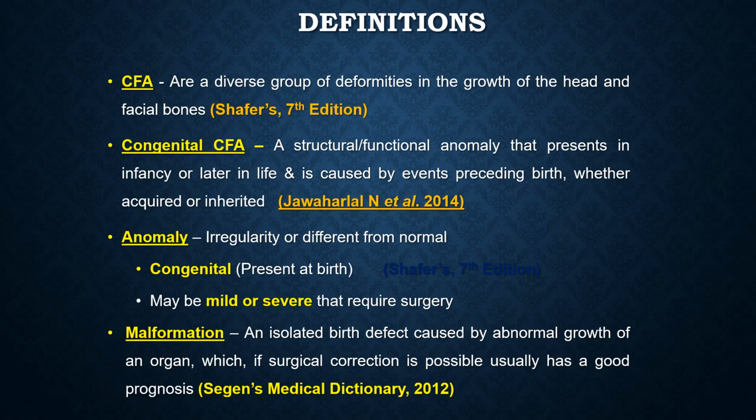So coming to the definition, these are the definitions present in Shaper. Craniofacial anomalies are a diverse group of deformities in the growth of the head and facial bones. Congenital craniofacial anomaly is a structural or functional anomaly that is present in infancy or later in life and is caused by an event preceding birth, whether acquired or inherited. Acquired means acquired from the environment or certain disorders, and inherited means present since birth. Anomaly is a term which means irregularity or different from normal. Congenital is something which is present since birth.